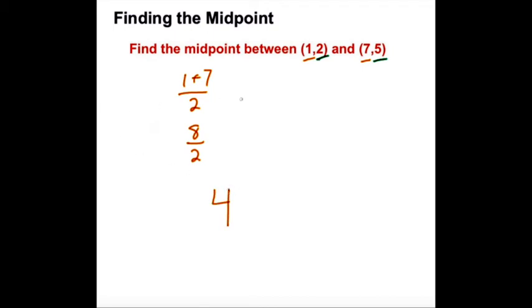Now you do the exact same thing with the y-coordinates. You have 2 from the first point, 5 from the second point, and then divide that by 2 because there's 2 points there. So now you do 2 plus 5 is 7, divided by 2, and you get 3.5.